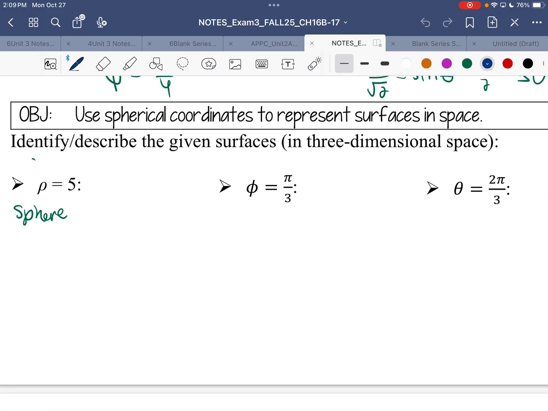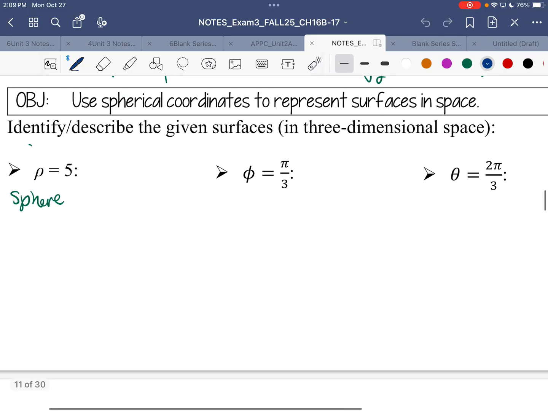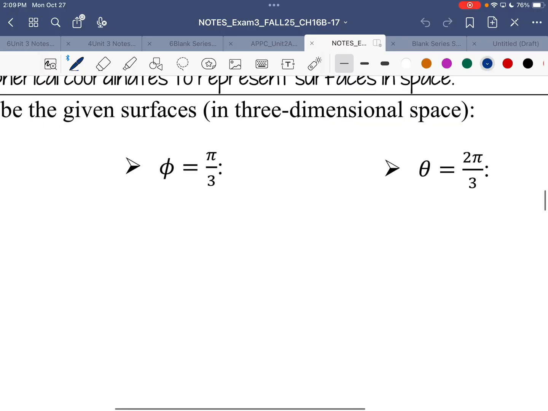Okay, so if rho is 5, and remember rho is the radius in spherical coordinates, then this would have to be a sphere, obviously, with a radius of 5, centered at the origin. And then let's look at phi. This one, I think once you get more comfortable with spherical coordinates, will be more obvious.